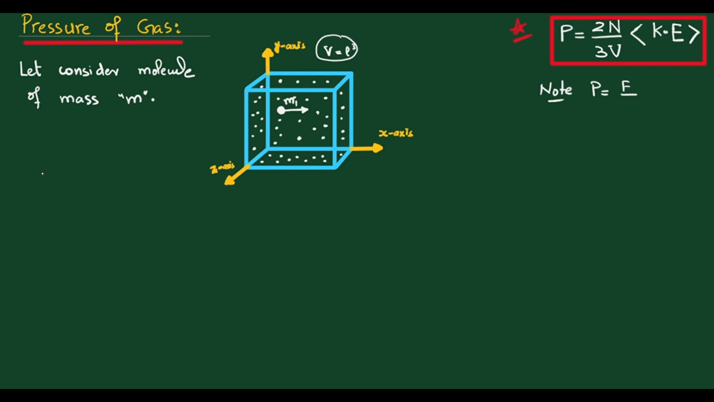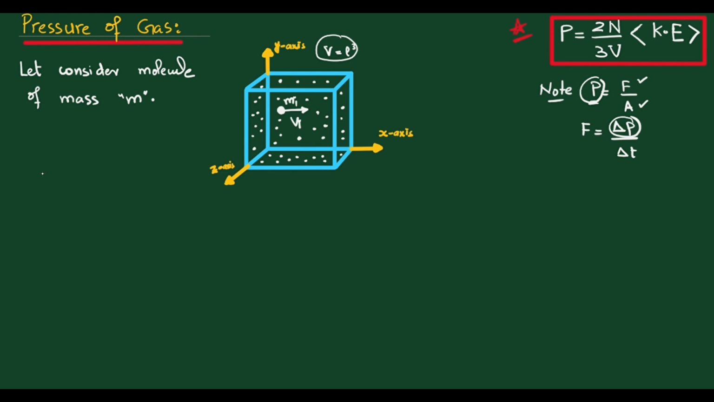Note that if we are going to calculate the pressure of a gas, we should know that the pressure is equal to the force per unit area. First of all, we have to calculate the force and the area, then we can calculate the pressure of a gas. Force can be calculated by Newton's second law in terms of momentum, which is the rate of change of momentum. So first, we calculate the change in momentum of a molecule moving in a container.